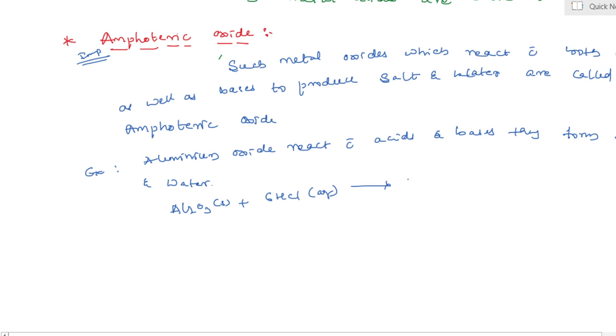It gives 2AlCl3, aluminum chloride aqueous solution, plus 3H2O, liquid water. Here aluminum oxide is acting as a basic oxide. In the presence of hydrochloric acid, it gives aluminum chloride as well as water.